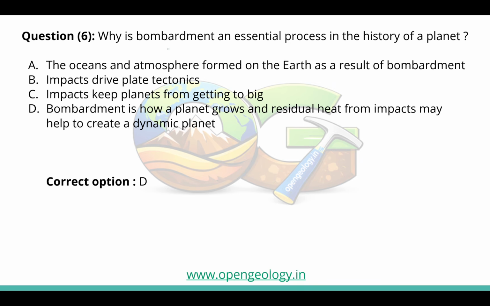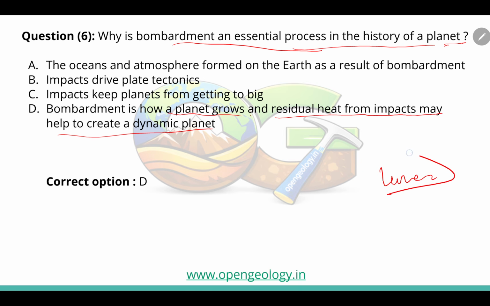Another question is, why is bombardment an essential process in the history of a planet? So it is important because this is how a planet grows. The residual heat from the impacts may help to create a dynamic planet, because sometimes plate tectonics are affected by these bombardments and craters are made. You have several lakes like the lunar lake. So these all are the history of planets.